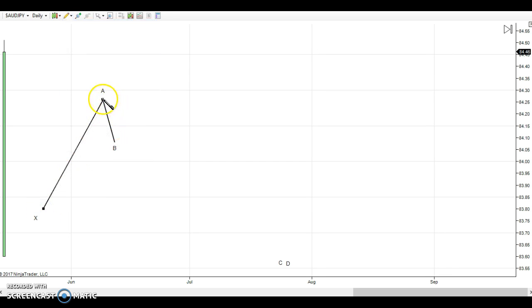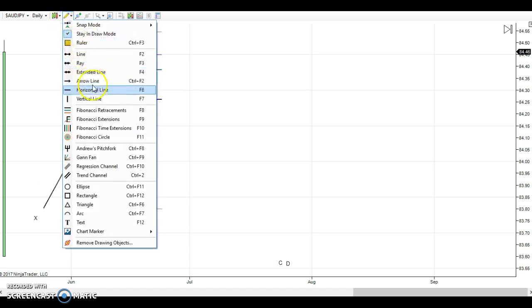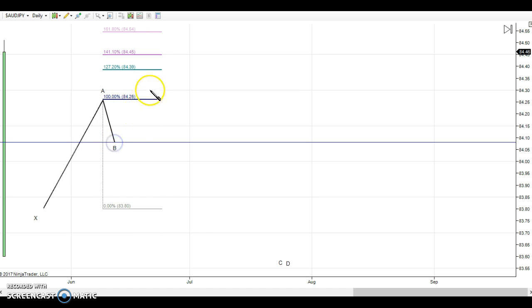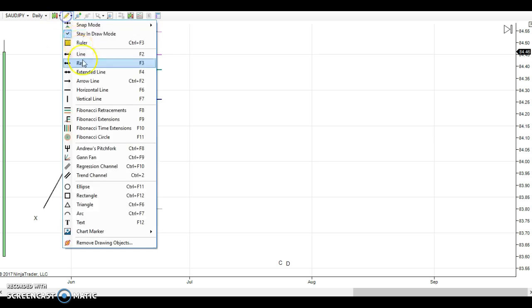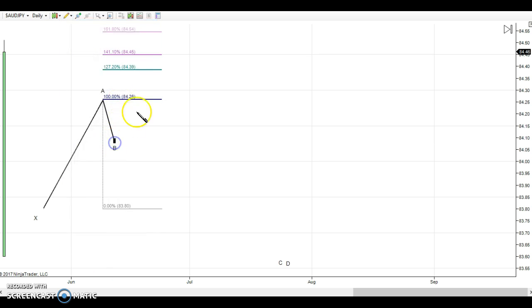So let's grab our extension tool. We'll go X to A, back down, and we want to move like this. Oh, excuse me. Wrong tool. Here we go. Up into the 127.2 level, but we don't want to touch this level. So anywhere in that zone's okay. And that is our C.